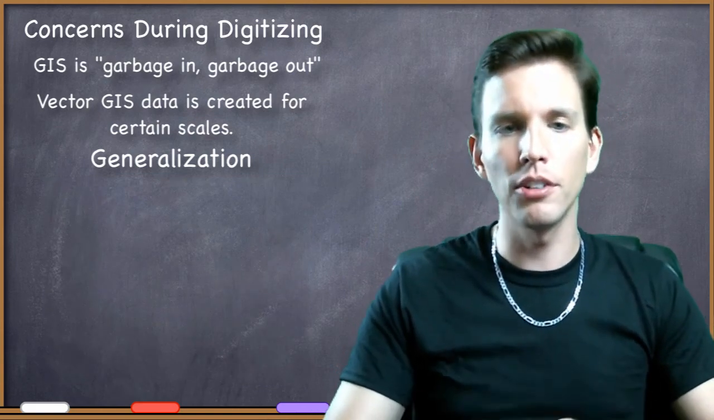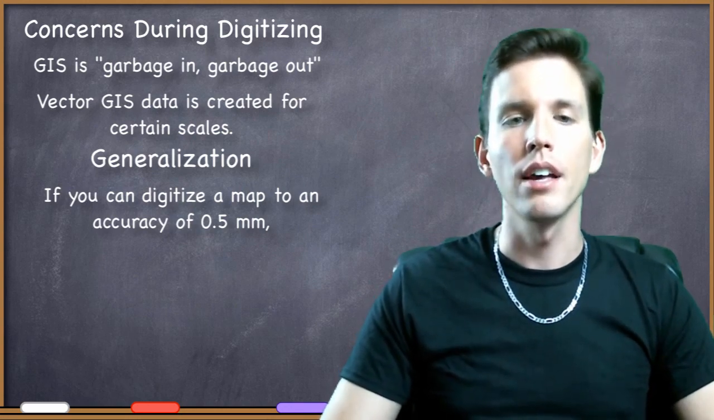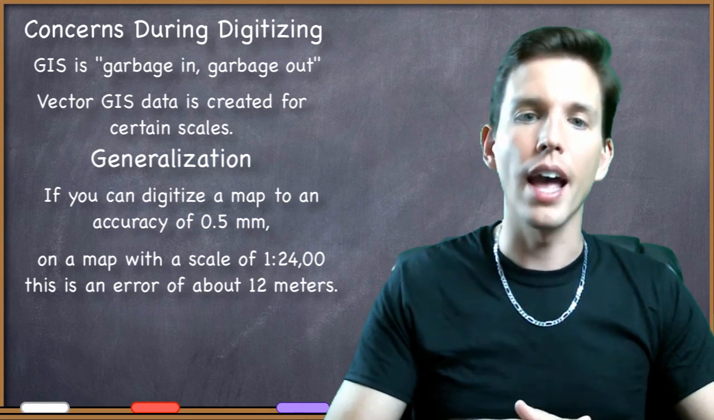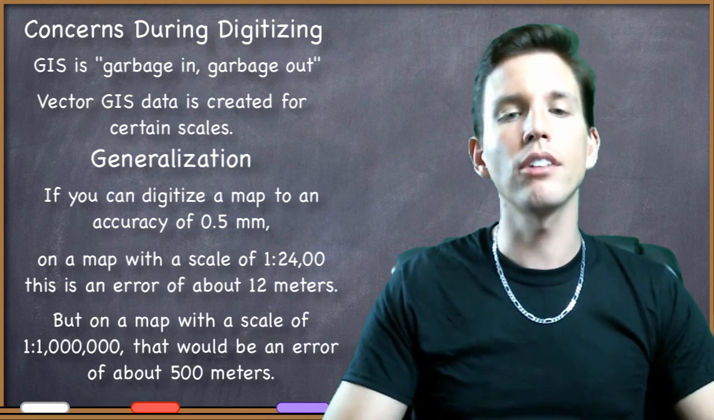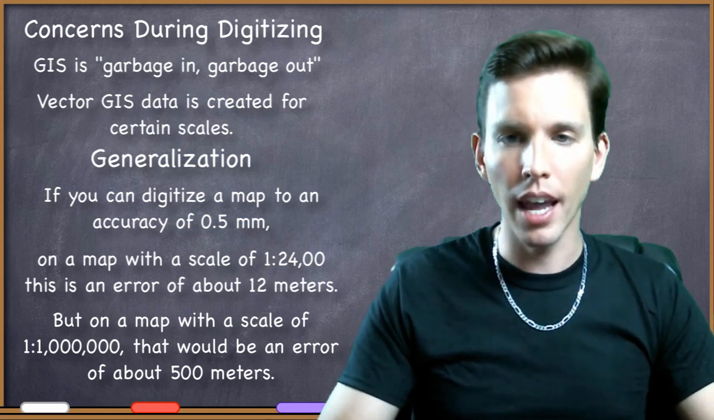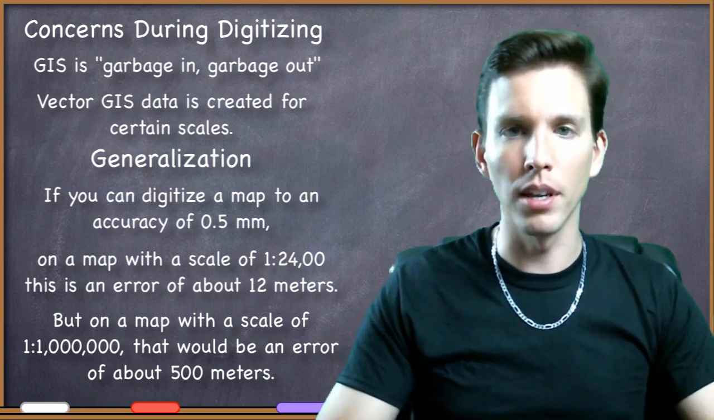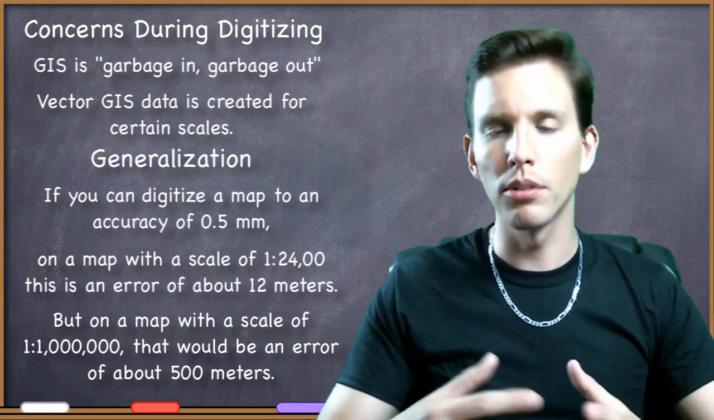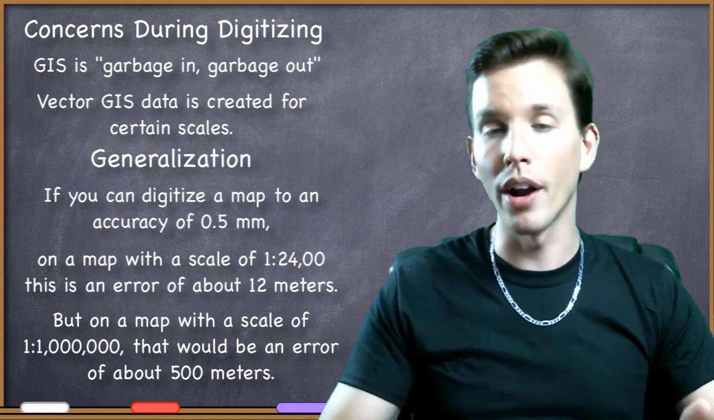For example, if you're capable of digitizing a map within 0.5 millimeter of the position shown on the map, and you're at a scale of 1 to 24,000, this error may be about 12 meters. But if you're digitizing a map with a scale of 1 to 1 million, and you're able to get that close, you'd be looking at an error of about 500 meters. That's why it's important to be sure that when you're using a data set, you are using it at the scale at which it has been created, and you're analyzing it at the scale that's appropriate. If you're using data that was created at that 1 to 1 million scale, with a potential error of 500 meters, you can't zoom in and make a conclusion based on that data that is more accurate than that 500 meters.